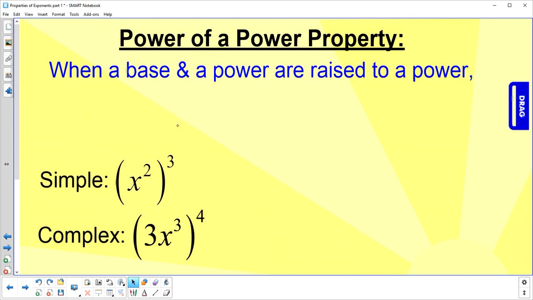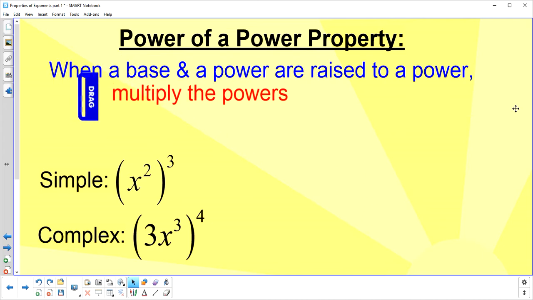The next one is what's called a power of a power, and that's when we have a base and a power raised to another power. So you see here we have an x raised to a power, and then the whole thing raised to another power. What you do then, instead of adding this time, we're going to multiply the powers. So this is going to stay x, and 2 times 3 would be x to the 6. Okay, another way to think of this is to say x squared times x squared times x squared, because there's 3 of them. And now we would have the previous property we just talked about. We add up 2 plus 2 plus 2 gives us 6.